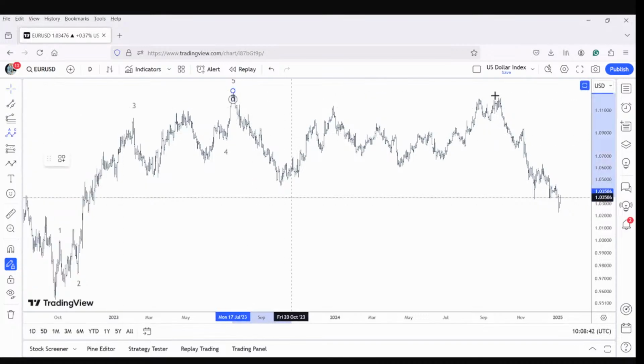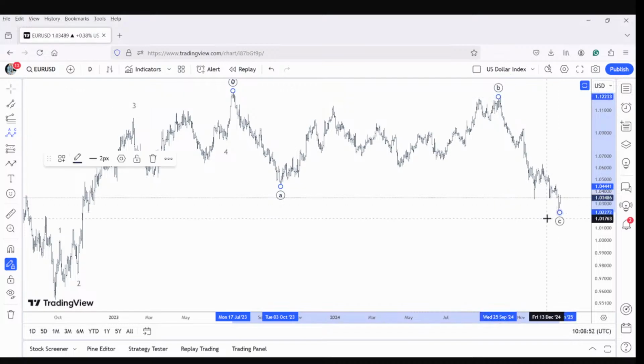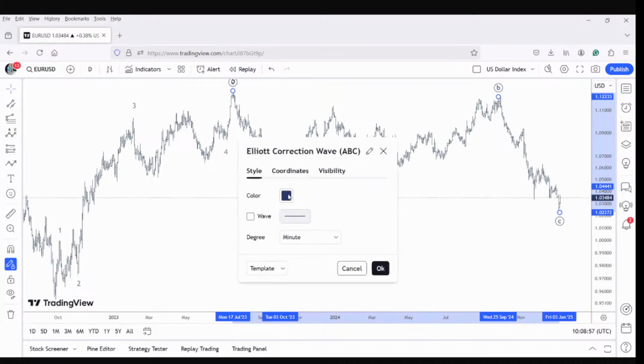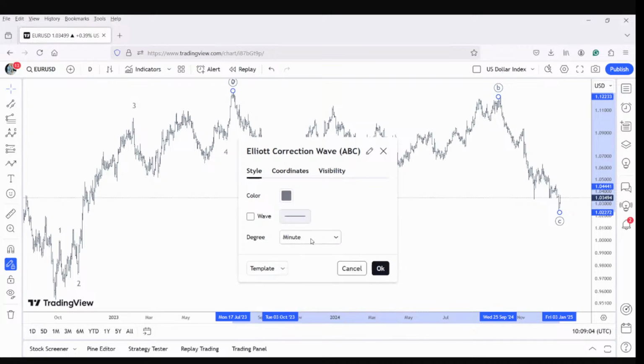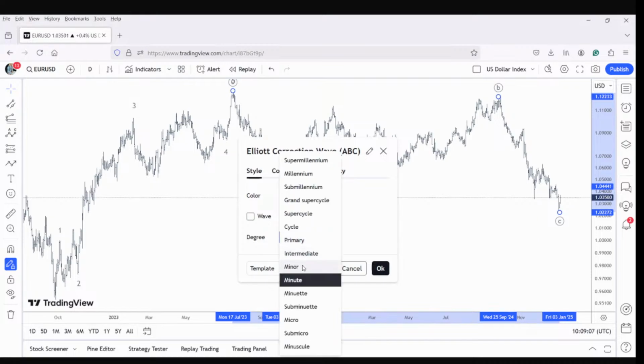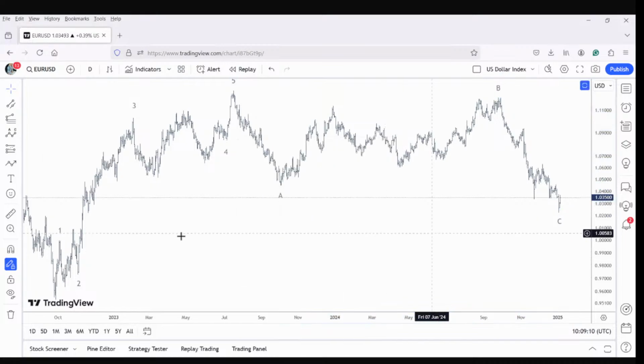So I'm going to do it a bit faster now. To keep things simple, I have done an ABC. I'm going to change the degree to minor because both the impulse and the ABC correction need to be of the same degree. So I'm just flipping it to the minor degree. So we have a neat little 1, 2, 3, 4, and 5 impulse followed by A, B, and C.